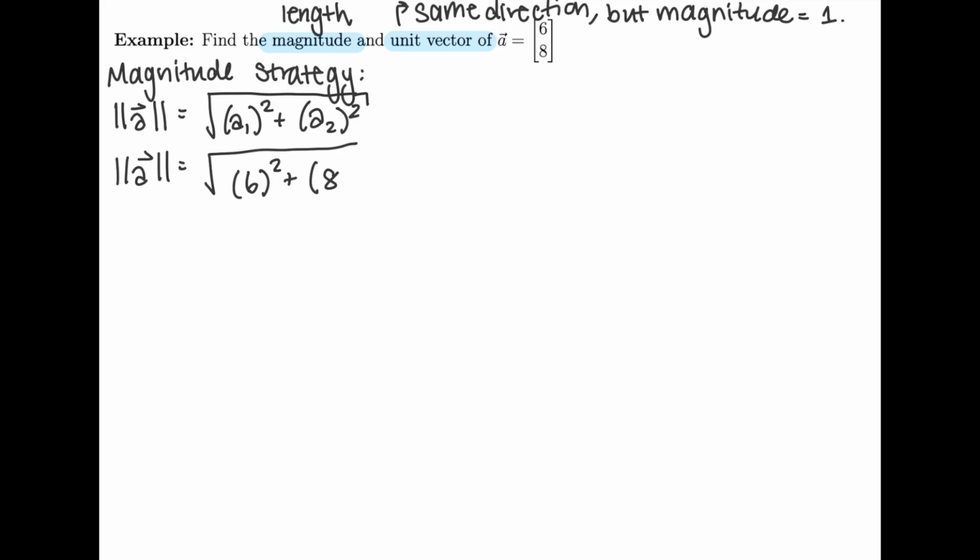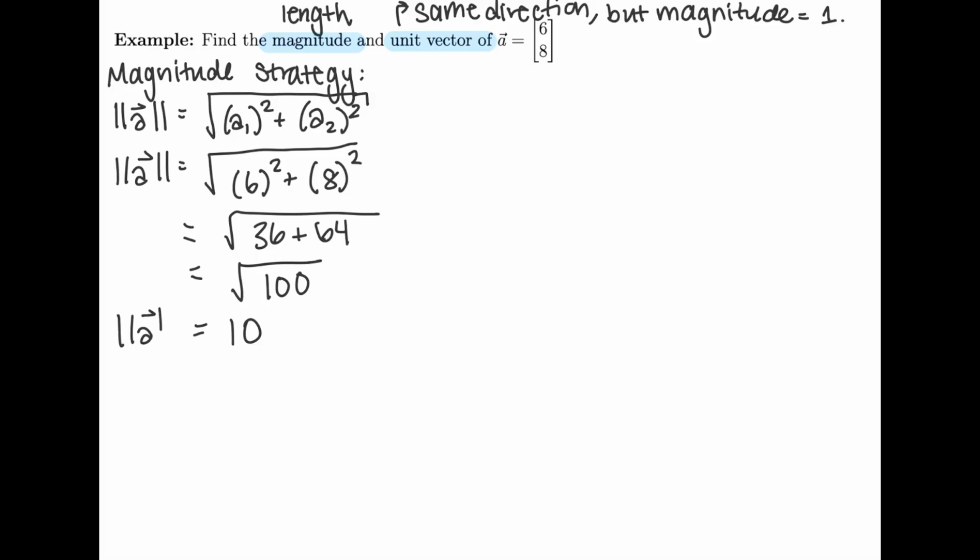Again, doing some arithmetic. This will turn into the square root of 36 plus 64. Then it will go to the square root of 100, which is of course equal to 10. So the magnitude of our A vector is equal to 10 units. Now, let's go ahead and look at our unit vector strategy. So this is a new equation that you guys probably haven't seen before.